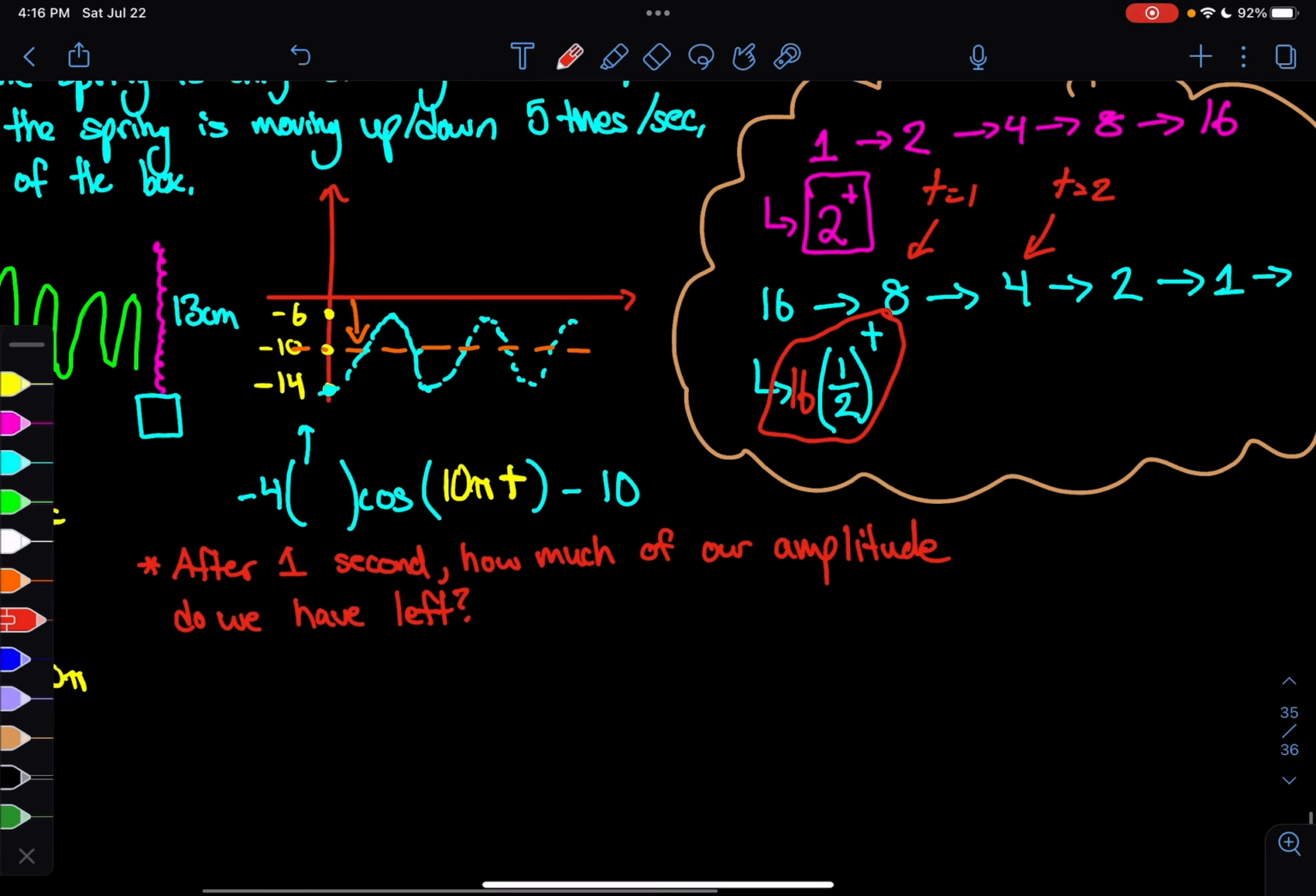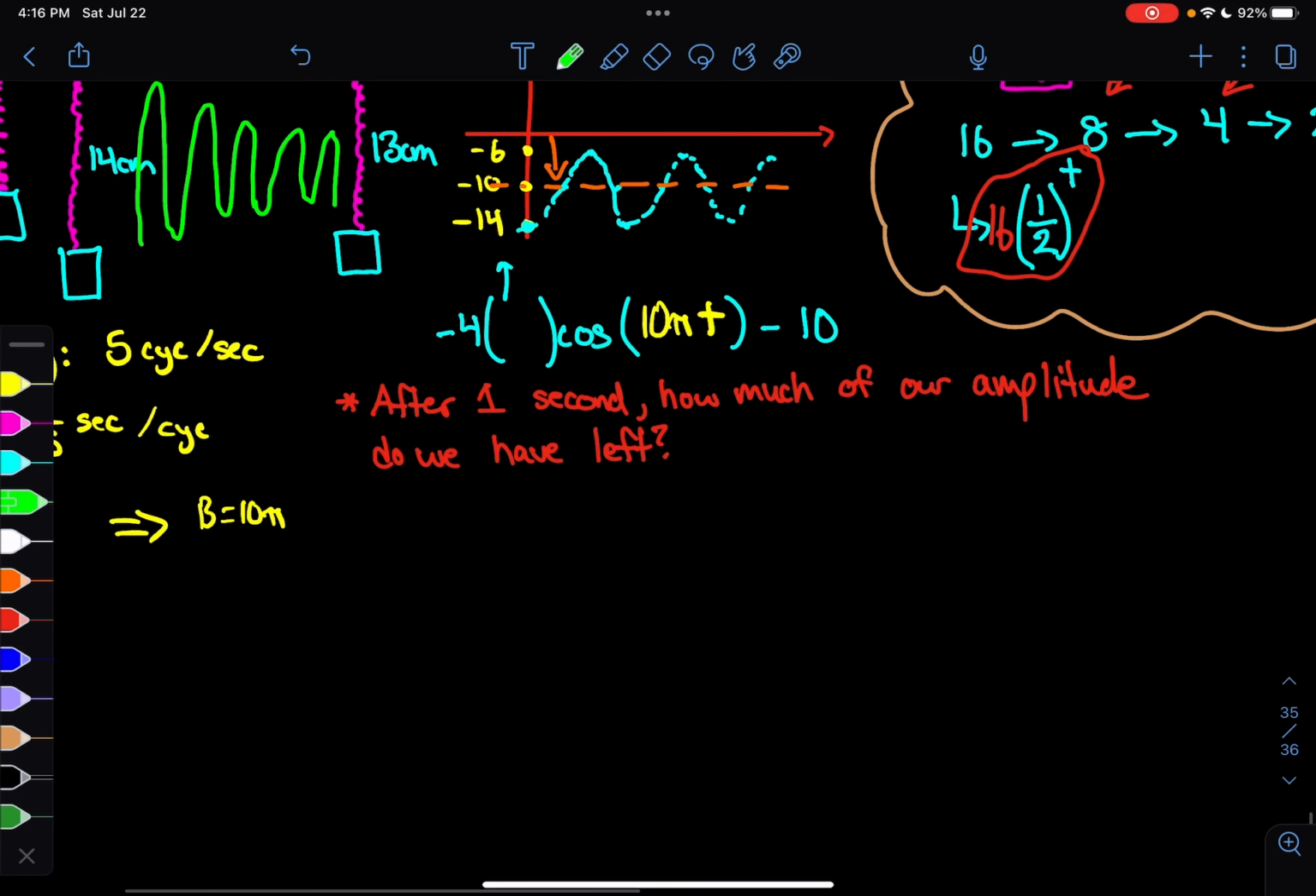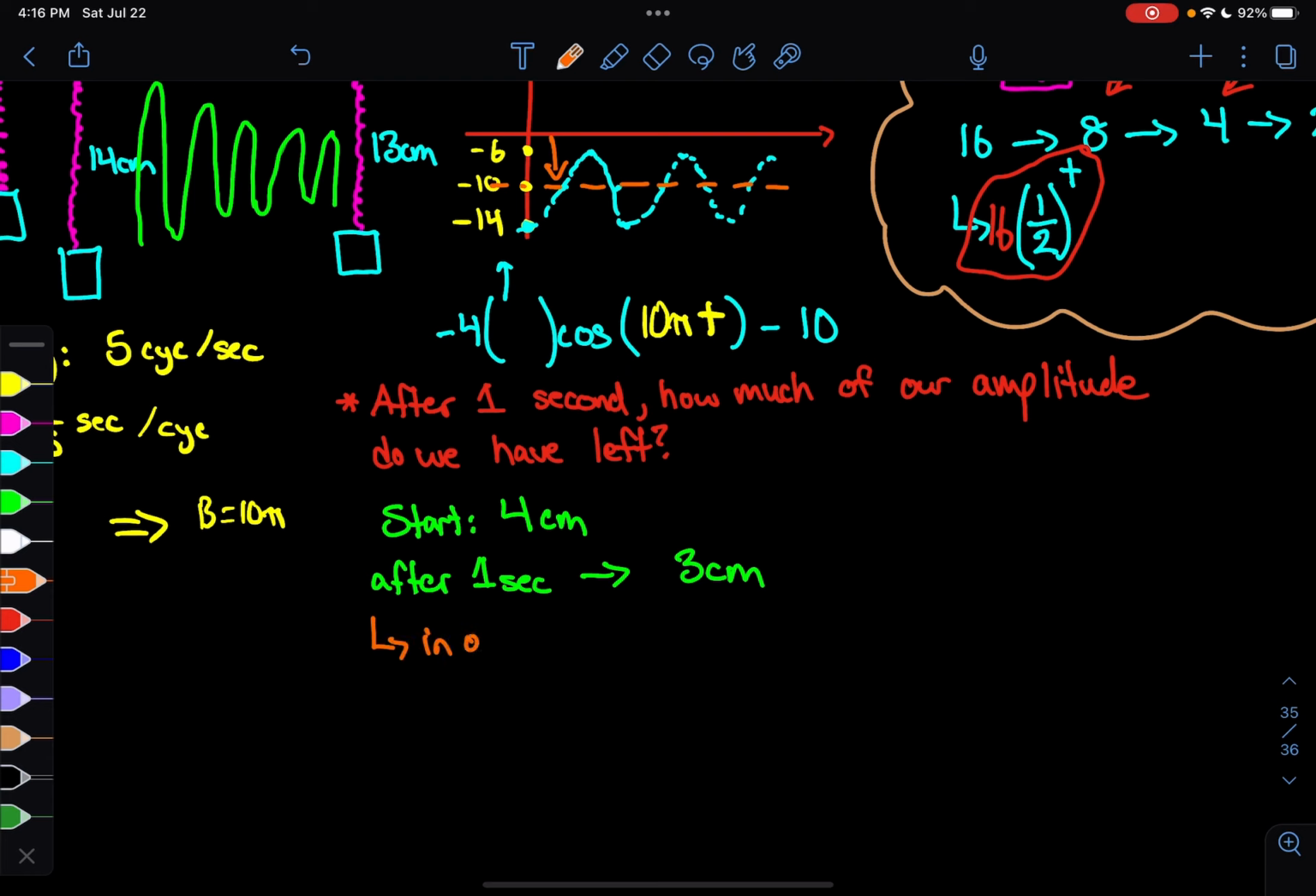So going back to our example, we know that we start with 4 centimeters. And after 1 second, we have 3 centimeters left. So in other words, after 1 second, we have 3/4 of our original amplitude.